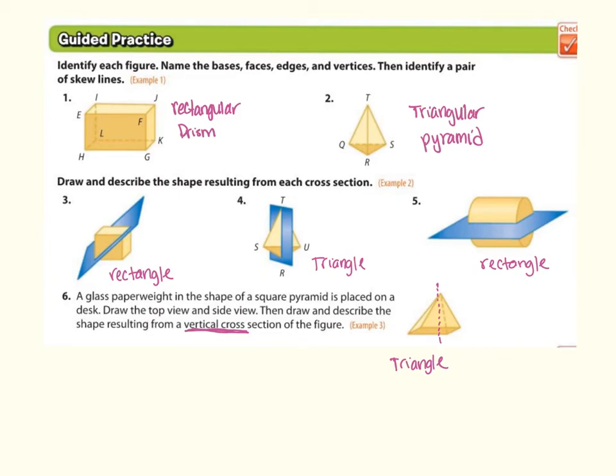Number 5, they kind of want to trick you on this one, because even though it is a cylinder, because both of the sides are circular, they cut it horizontally. So because they cut it horizontally, it's going to be a rectangle when you open it up. If you were to cut it vertically, then that's when it would have been a circle.